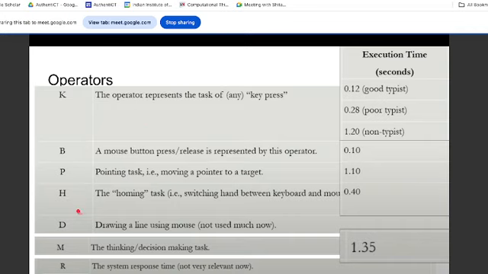Then H represents homing task, that is switching between different platforms. Like I am using keyboard for some time, then I'm using some touchpad, or I'm using a mouse. So switching between these platforms is known as homing. D is drawing a line. So nowadays we don't need the systems that have drawing a line as an action. So this is not really observed now. Then very important part is the mental actions. So whenever we are performing small cognitive actions like making a decision, it is known as M.